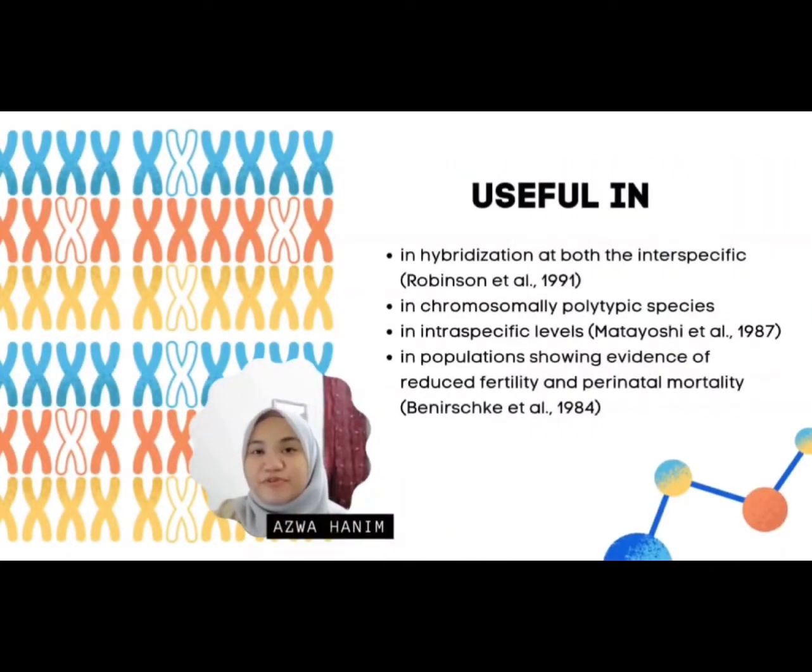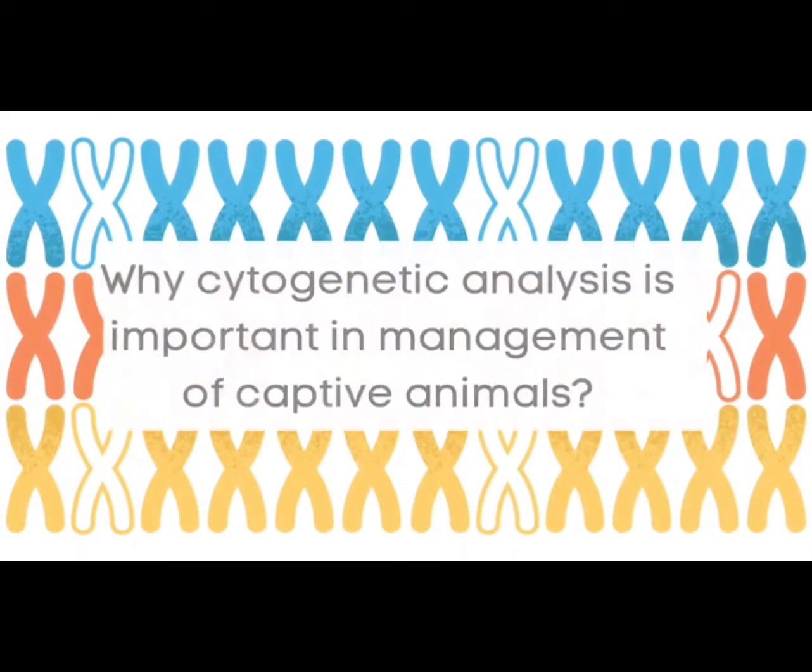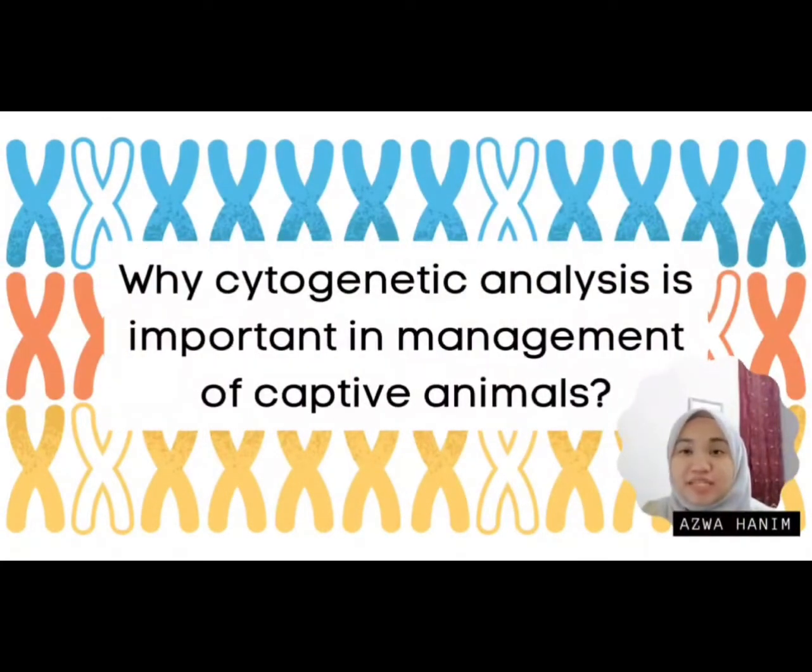Retroactively, they can prove useful in the case of hybridization at both interspecific and, in chromosomally polytypic species, intraspecific levels, as well as in populations showing well-documented evidence of reduced fertility and also perinatal mortality. Cytogenetic analysis has become an essential part in the management of captive mammals.